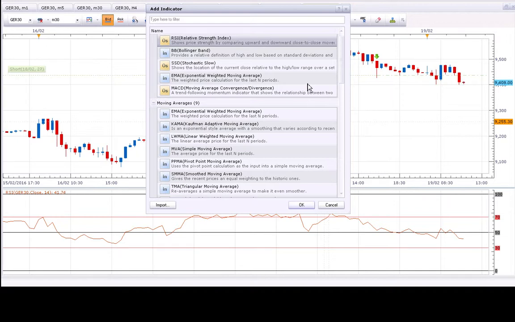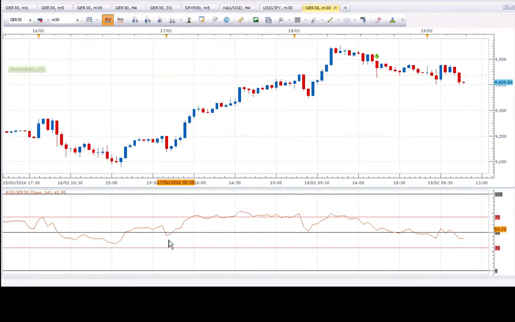Now, oscillators are used to help determine when a market is overbought or oversold. And when we say overbought or oversold, we mean that the buying pressure or the selling pressure has run out of steam, and it makes the chance of a reversal of price direction much more likely.